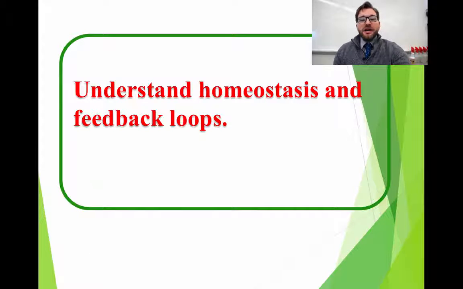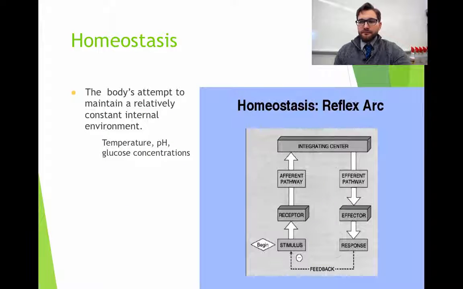It's important that we talk about homeostasis in this class and understanding feedback loops. So homeostasis is the body's attempt to maintain some type of constant internal environment. Some examples could be temperature, pH, or glucose concentrations. There are positive feedback loops and there are negative feedback loops that help to maintain homeostasis.